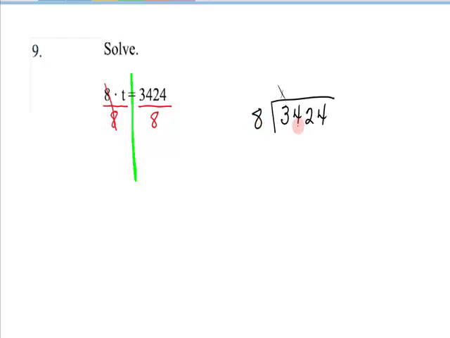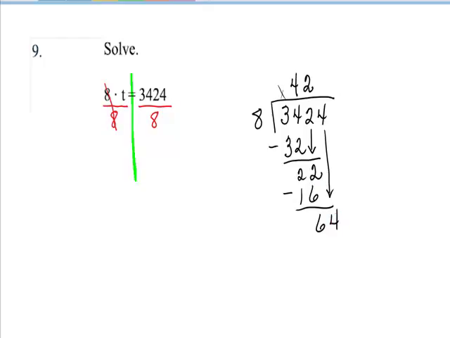The closest multiple of 8 is 4 times 8, which is 32. I get 2. And I bring down the next digit. Does 8 go into 22? Yes. Well, 2 times 8 is 16. 3 times 8 is 24. So it's 2. 2 times 8 is 16. Subtract, 6. Bring down the 4. And then 8 into 64 goes 8 times. Remainder of 0. Coming back to my problem, I have t, it's 1t.